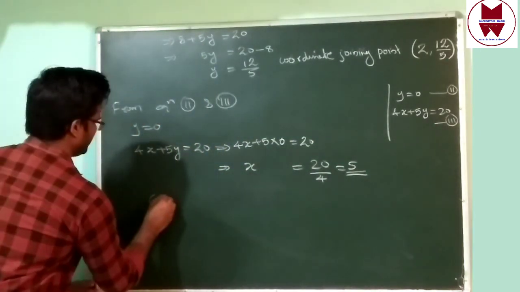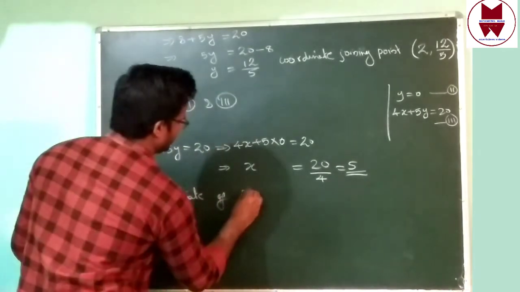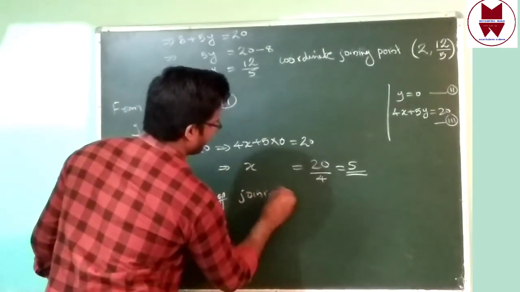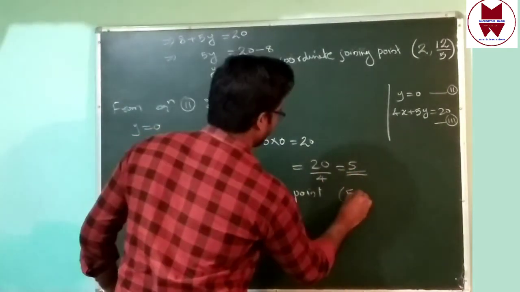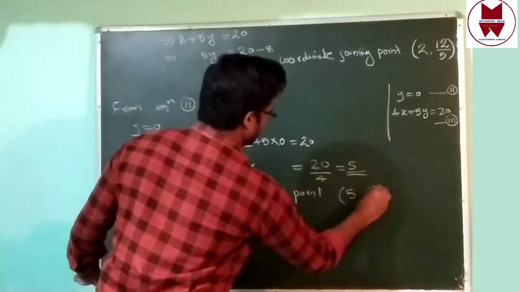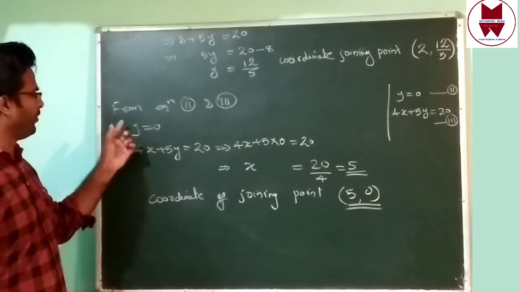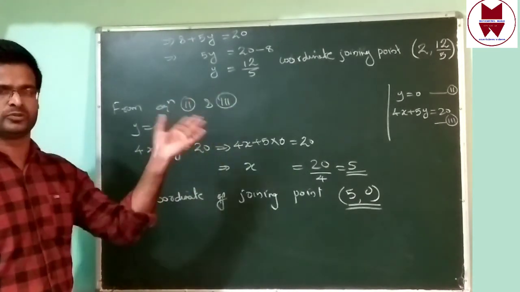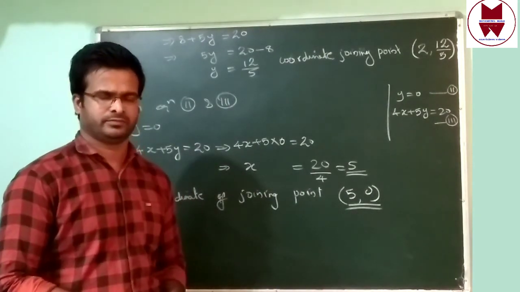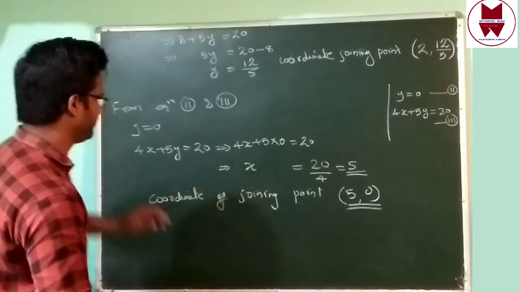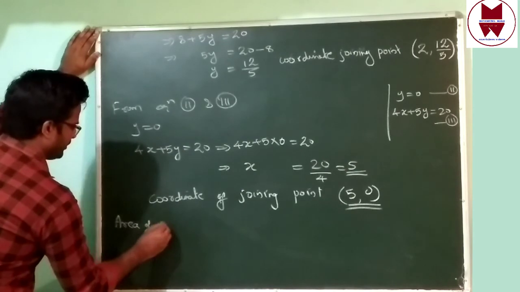Then we can write coordinate of a joining point, that is x value is 5, y value is 0. Coordinate of joining point means the joining point of second equation and third equation, 2 lines, isn't it? Now we got 3 coordinates. Then what we will do? We will find out area of triangle.